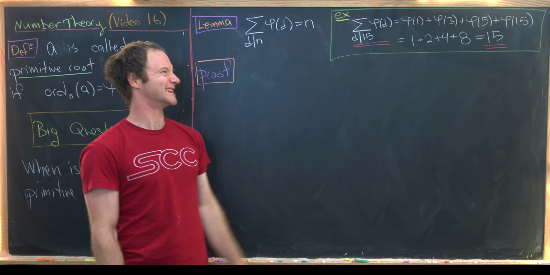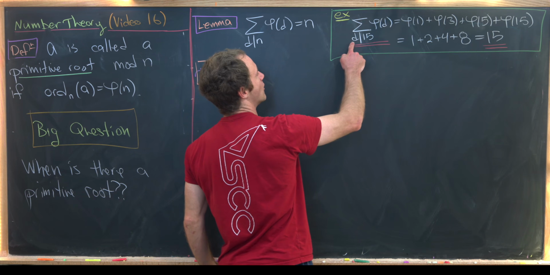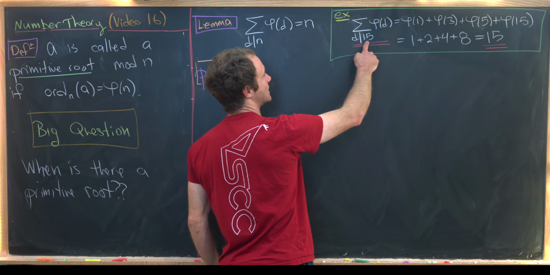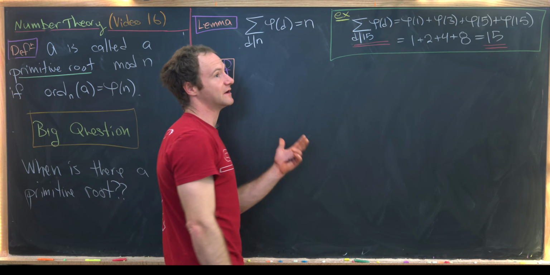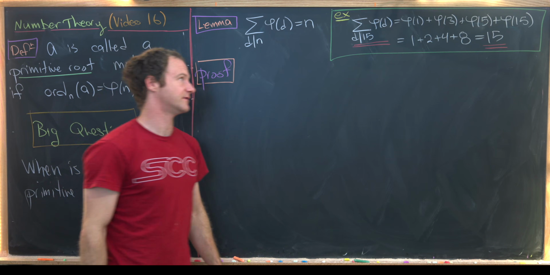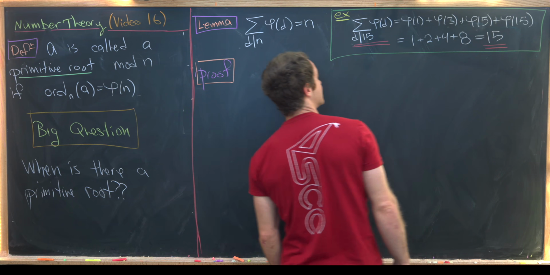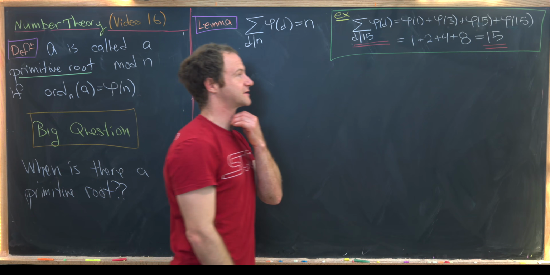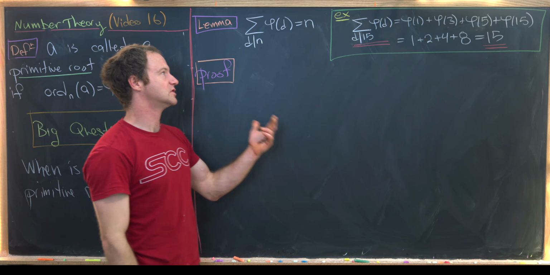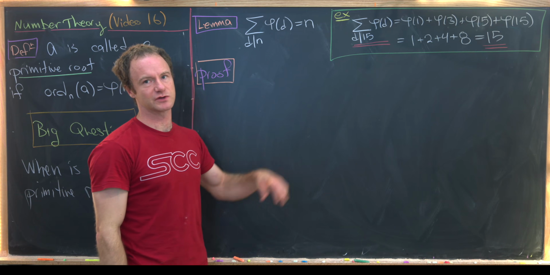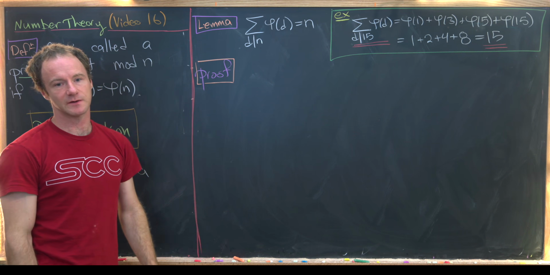And so I worked out an example just so we can get a feel for what's going on here. If we sum over all divisors of 15 of phi evaluated at those divisors, well, the divisors of 15 are 1, 3, 5, and 15. So we've got phi of 1 plus phi of 3 plus phi of 5 plus phi of 15. So that's 1 plus 2 plus 4 plus 8. But it's easy to check that that's equal to 15, which is exactly what we want it to be equal to, to check what we're going to prove in this lemma.